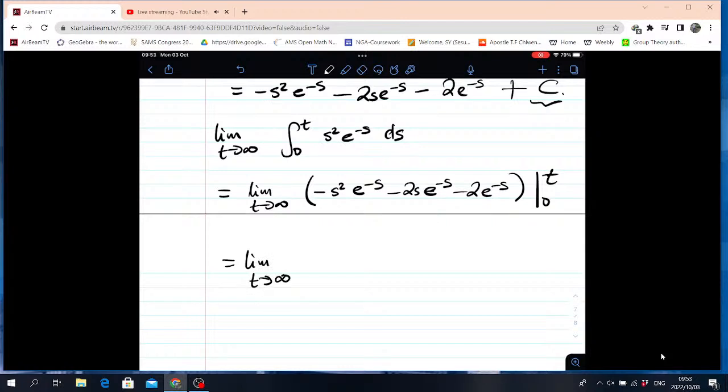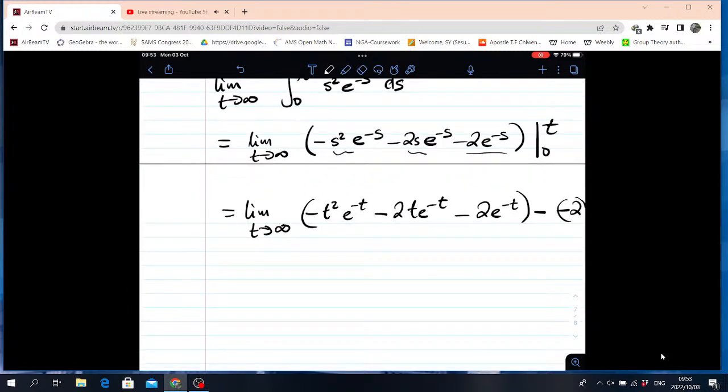for 0 and t, and then we get minus t squared e to the minus t minus 2t e to the minus t, since we are putting t there, and then minus 2 e to the minus t. And then when we evaluate for 0, that becomes 0, that becomes 0, so we are left with that. So e to the 0 is just 1, so we end up with minus 2, like that.